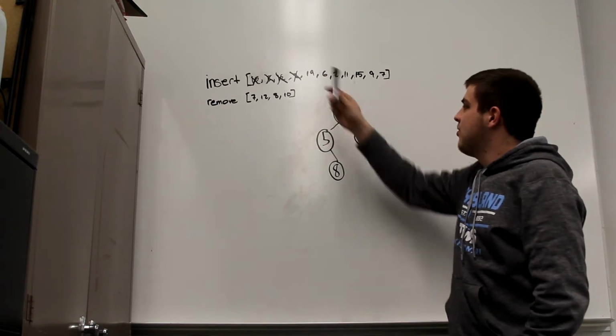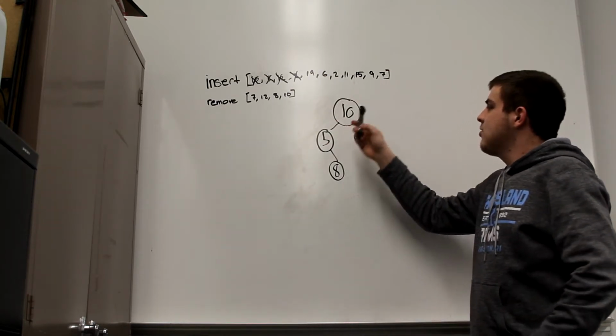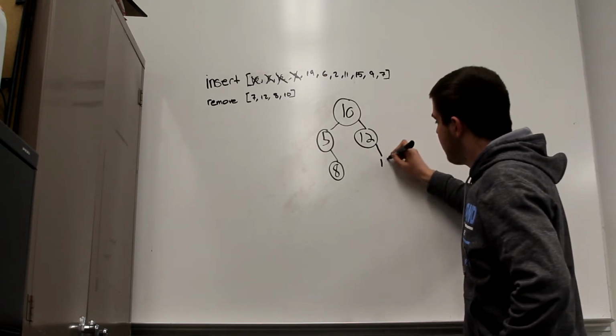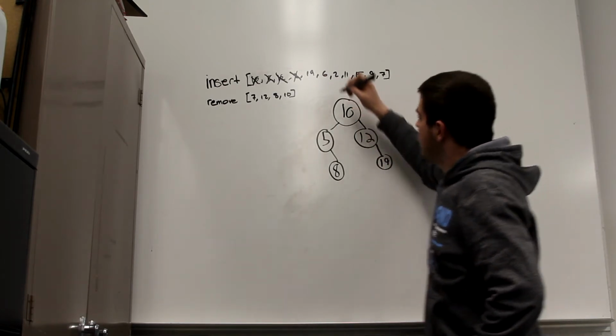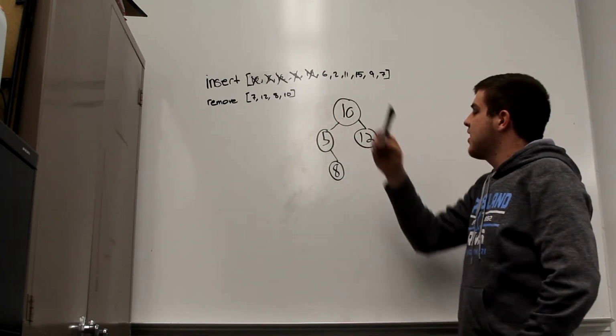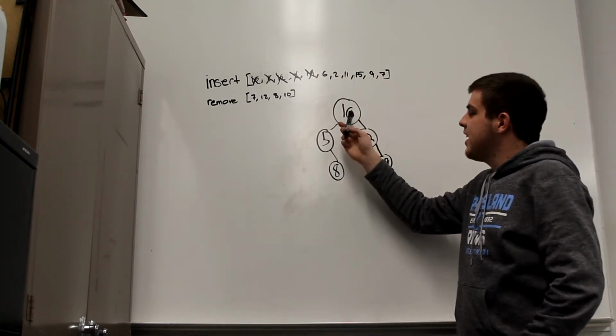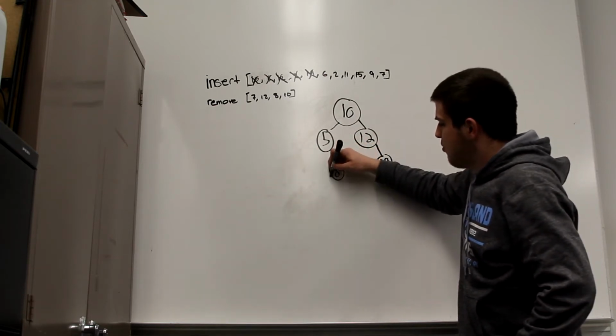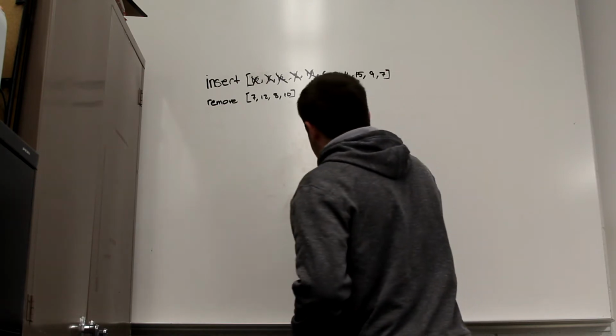The next element to insert is 19. 19 is greater than 10 and greater than 12, so 19 becomes the right child of 12. The next element that we're going to insert is 6. 6 is less than 10, greater than 5, but less than 8. So 6 will be inserted as the left child of 8.